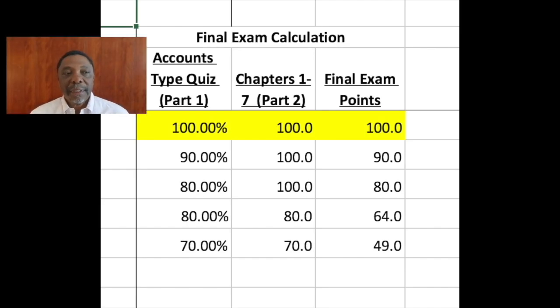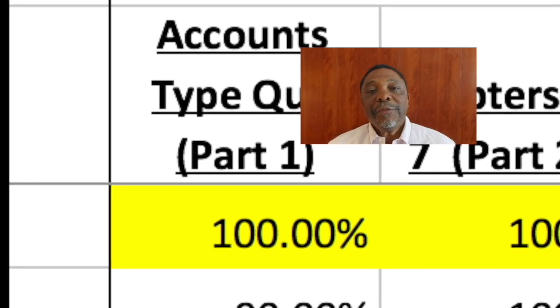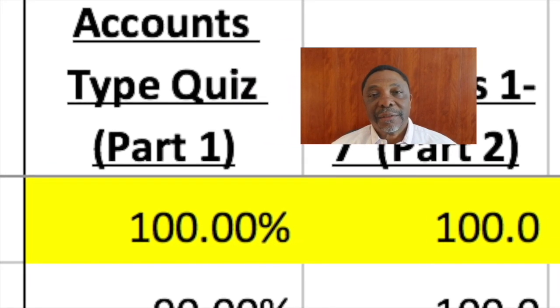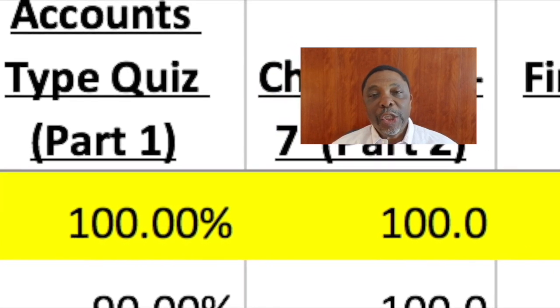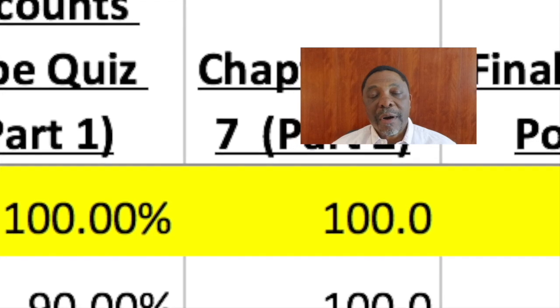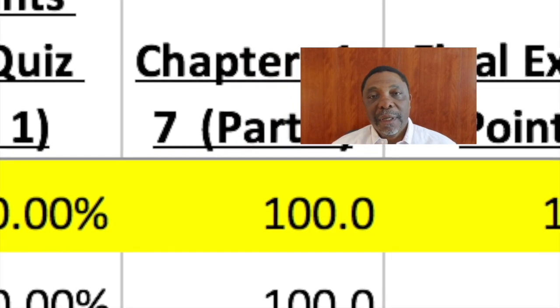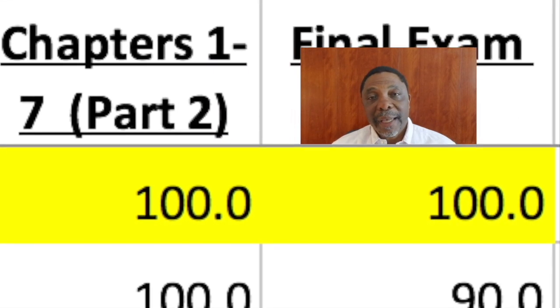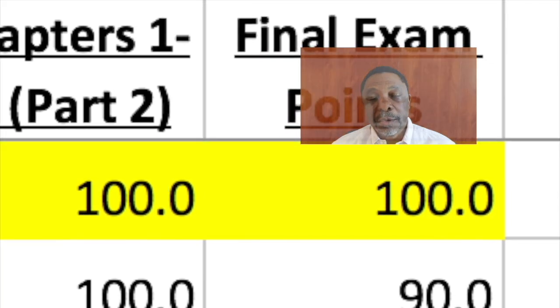I want to briefly outline how the two components of the final exam work together to generate points for you. Ultimately, you can earn up to 100 points by taking the final exam. If you earn 100% on the accounts type quiz, part 1 of the final exam, and you earn 100% on part 2 of the final exam, you will receive 100 points in total for the final exam added to your course point total.